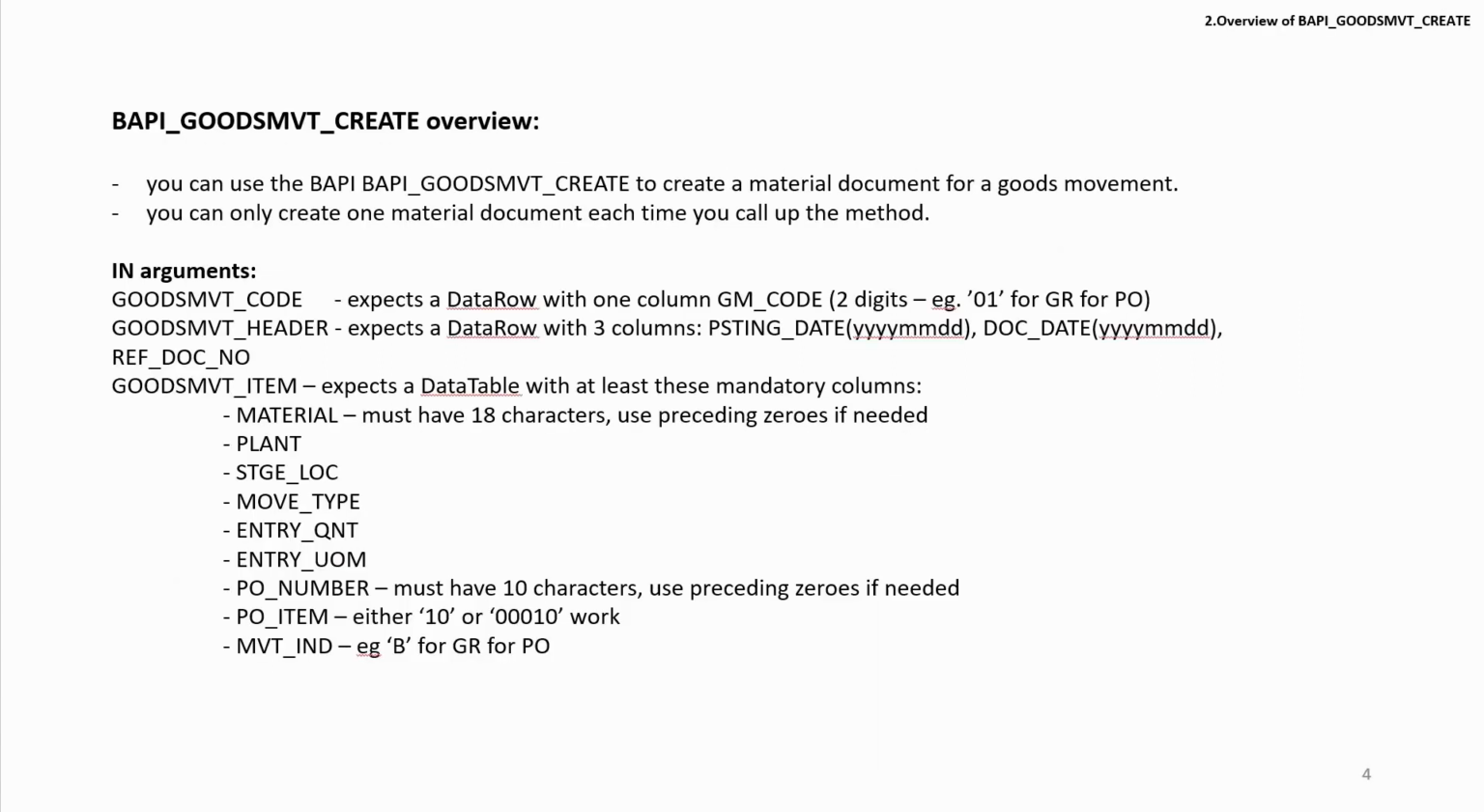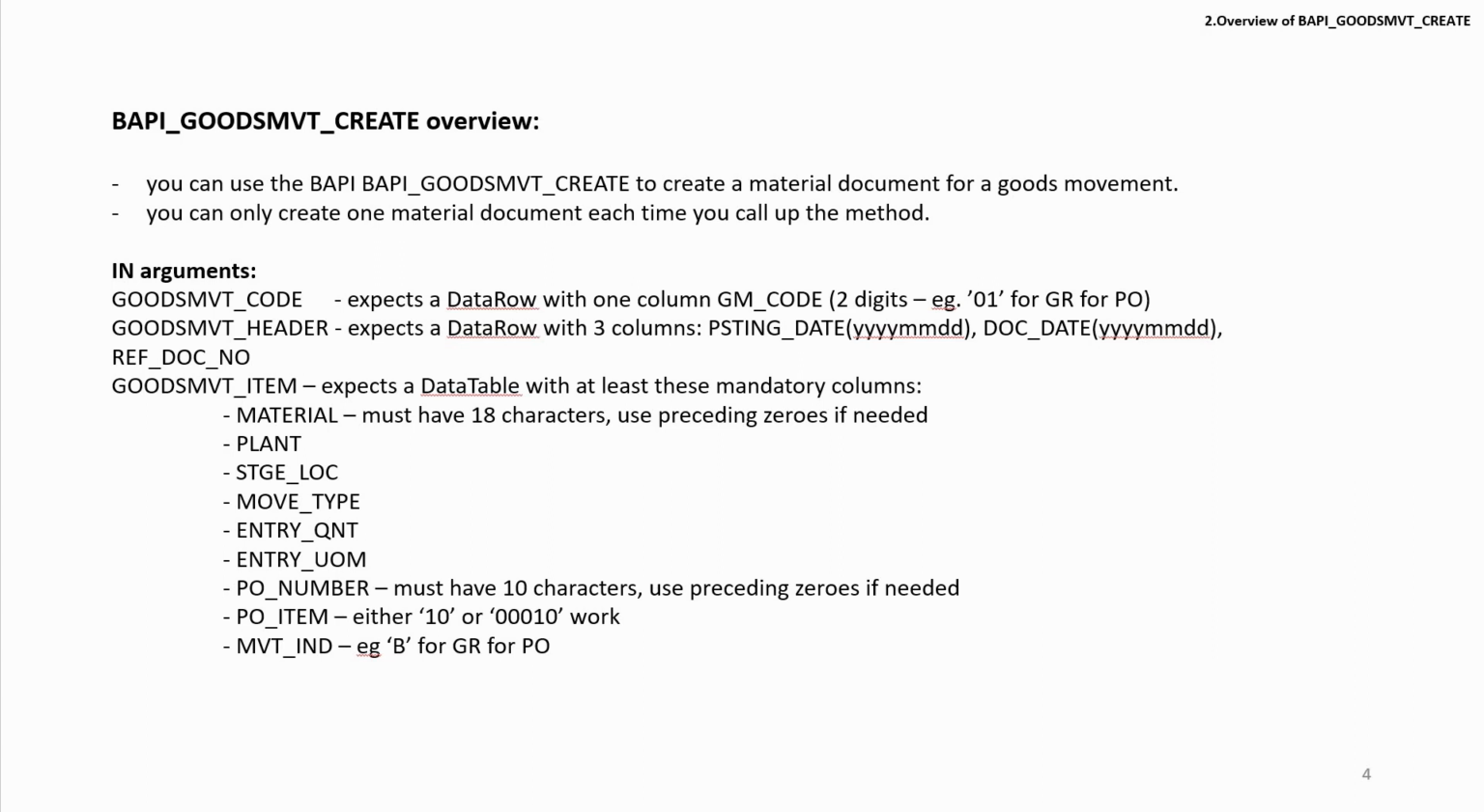Moving on to the overview of the BAPI goods movement create. You can use this BAPI to post the goods receipts, and it will create a material document. For that reason, in SAP, you can only create one material document each time you call up the BAPI. So you can't post at once 10 material documents. You'll post one for each run, and you will just run the BAPI goods movement create in a loop in this case, or if you get your data from a queue, for each queue item you would run the BAPI once and then take the next queue item and run it again, and so on.